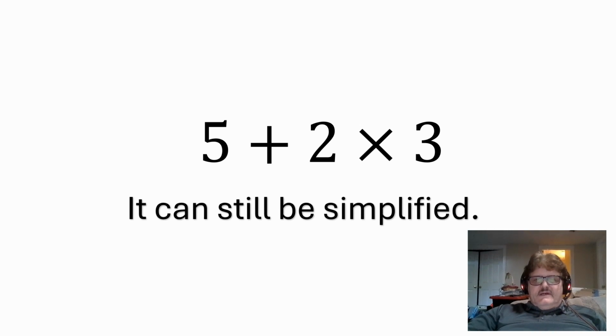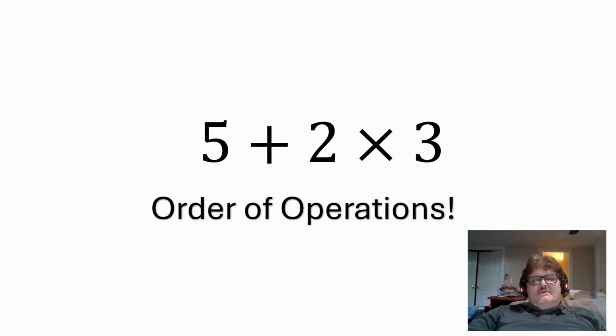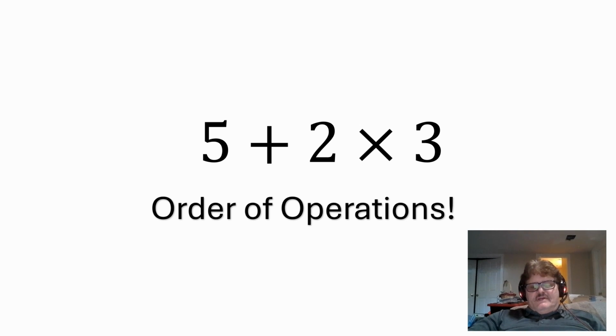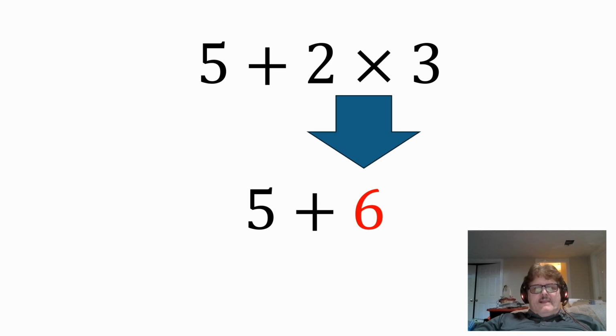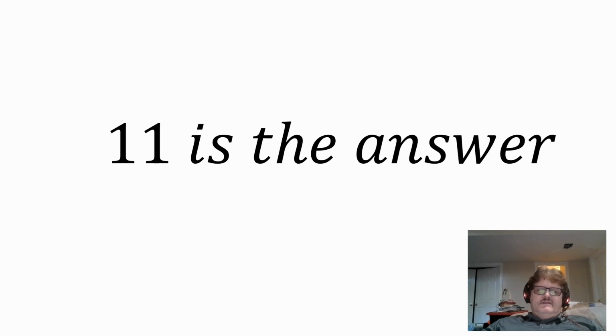All right, that's fine. Just remember the order of operations. The order of operations will tell us that multiplication is still solved before the addition. Multiplication has precedence. Multiplication is nothing more than repeated addition. So 2 times 3 is 6. 5 plus 6 is 11. 11 is the correct answer, not 21.